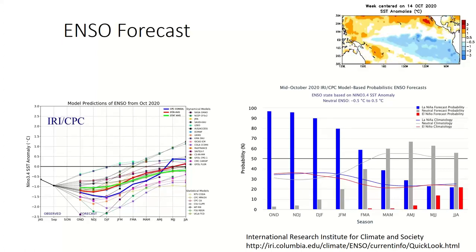We've seen an increase in the strength of the trade winds in that part of the world, a decrease in convection as you move further west. So a lot of major changes already in place in that part of the world. And I'll talk about why that's important for us here in just a second.